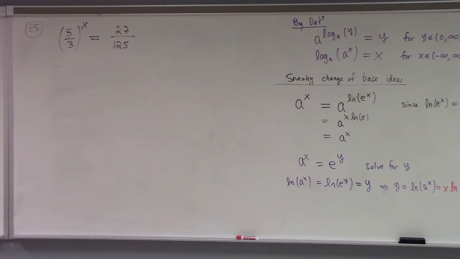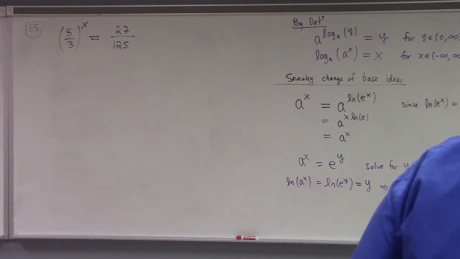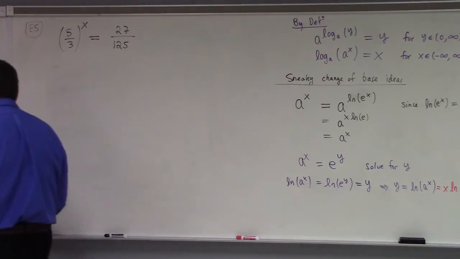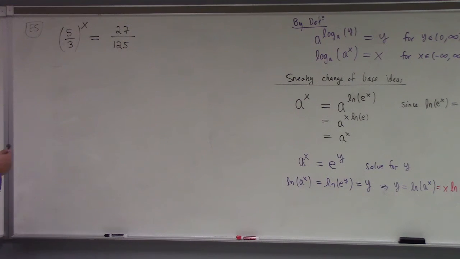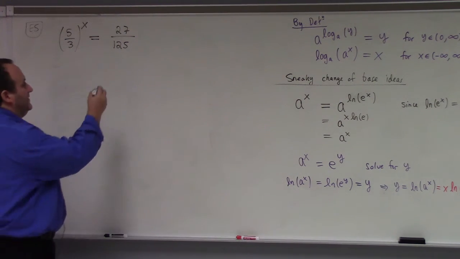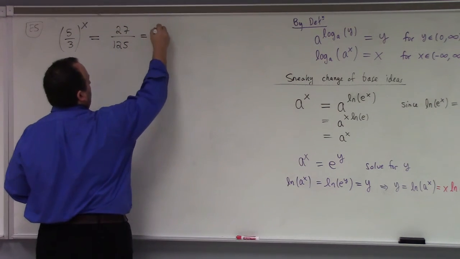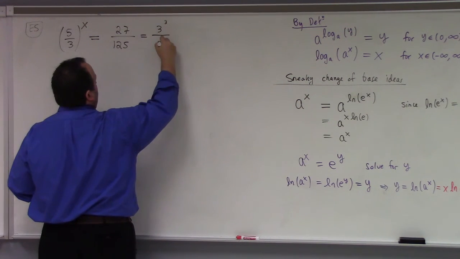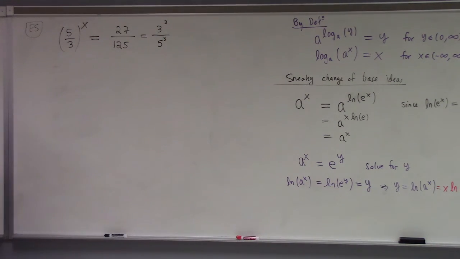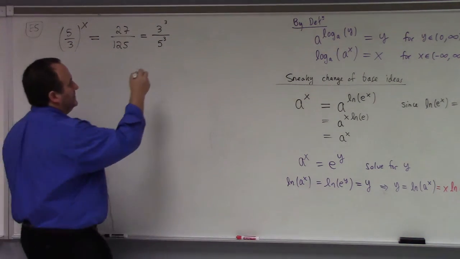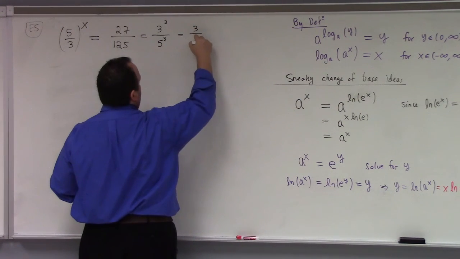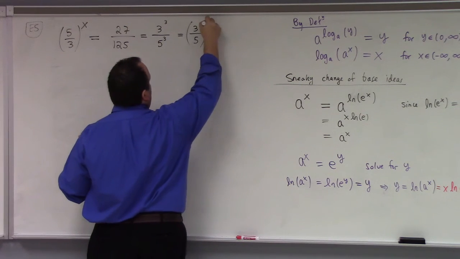Let me do it. All right, so what is 27? What's 125? See, this is 3 to the 3rd power, right? And that is 5 to the 3rd power also, yeah? So what you're looking at is (3/5) to the 3rd power.